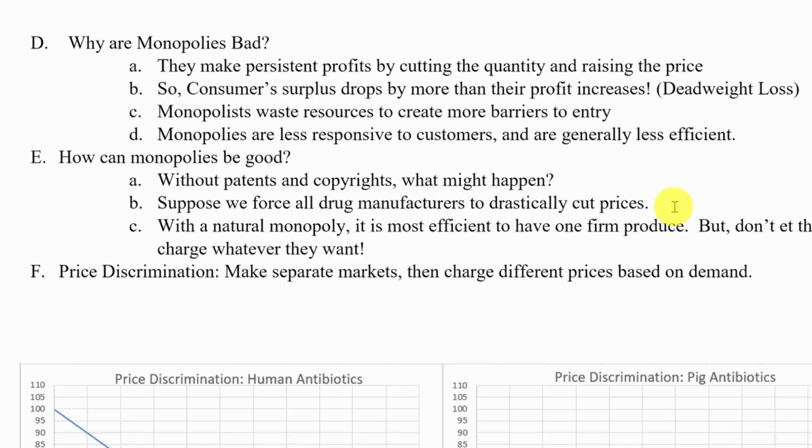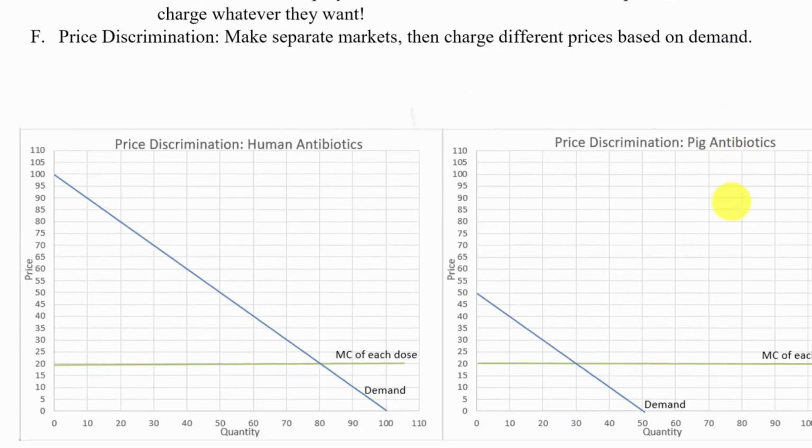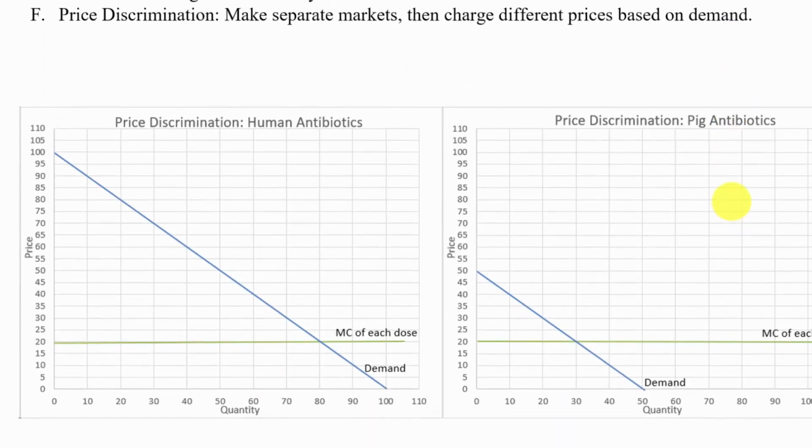And lastly, monopolies can be good because with a natural monopoly, it's actually the most efficient way to have one firm produce. But instead of allowing that monopoly to charge any price they want and to reduce the quantity they produce and jack the price up, we want to have a regulated monopoly. So we want to have the monopoly regulated so that they charge a reasonable price, where they can make a reasonable amount of profit. So the last topic for today is price discrimination.